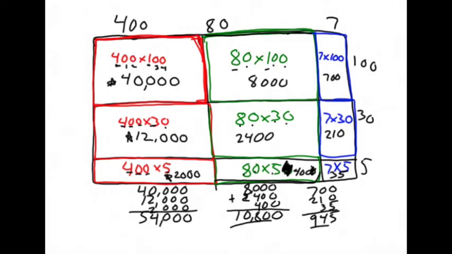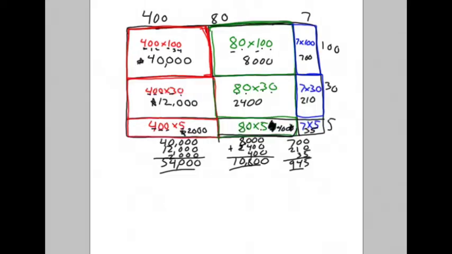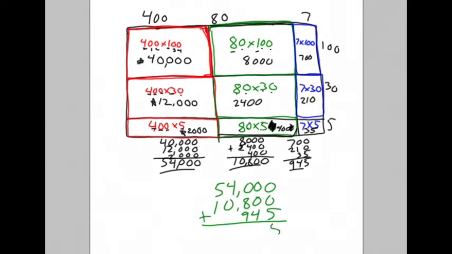So now I've got those three totals, and the last thing that I need to do is put those three totals together. So that's what I'm going to do now. 54,000 plus 10,800 plus 945. Let's add them up. 5, 4, 17, regroup the 1, 5, and 6. 65,745 boxes on the ship.